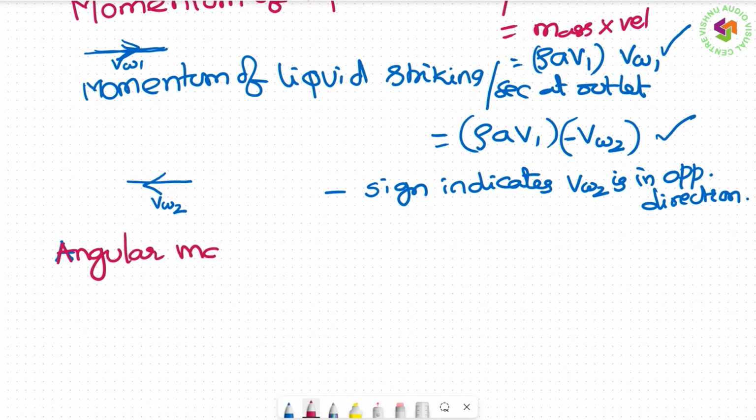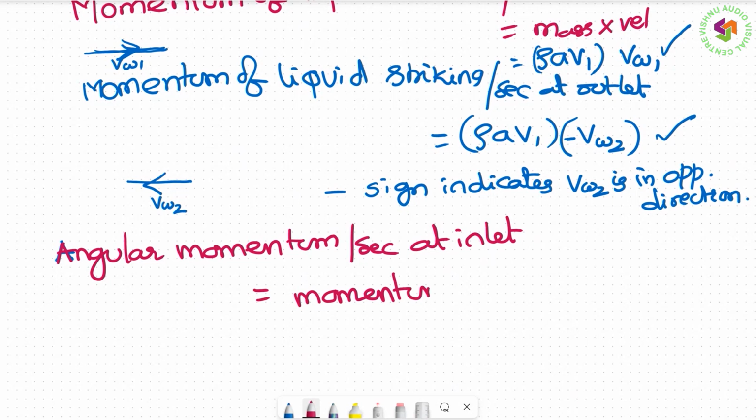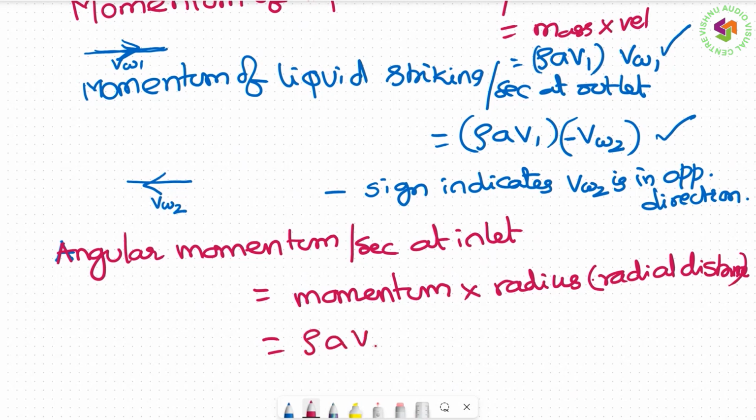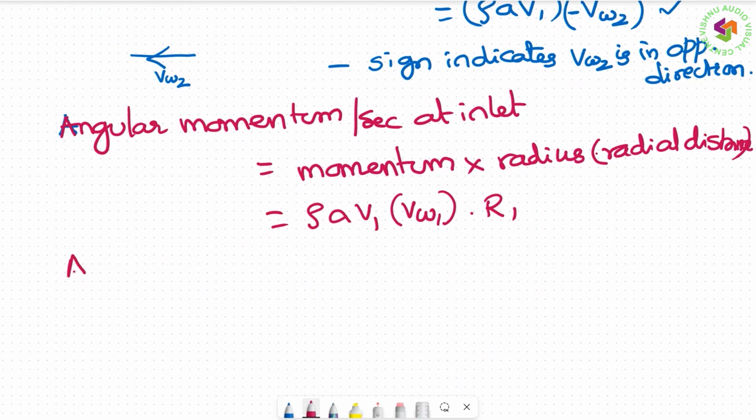angular momentum per second at inlet? It is equal to momentum into radius. So radial distance or radius, you can call it radial distance. So momentum is what? Rho A V1 into VW1 into radial distance R1. So angular momentum at outlet.